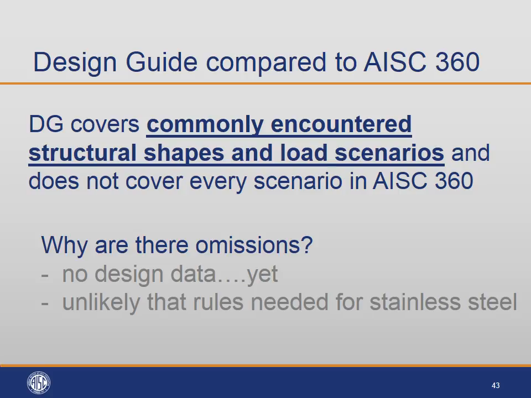Comparing the scope of the design guide with the scope of the full AISC specification for structural steel for buildings, the design guide covers the commonly encountered structural shapes and load scenarios, and it doesn't cover every scenario given in AISC 360. This has been around since the 1920s, so we've got a bit of catching up to do on the stainless side. And additionally, some of the rules aren't really relevant for stainless steel because it would never be used in that type of application.